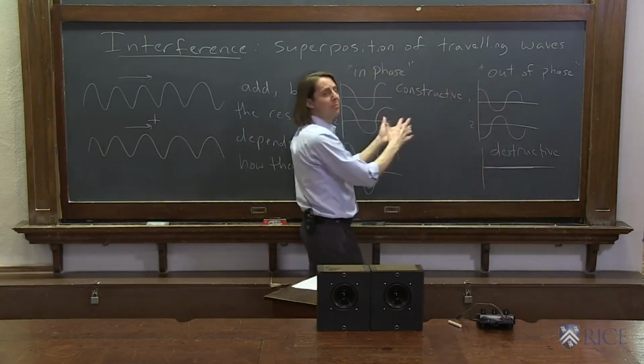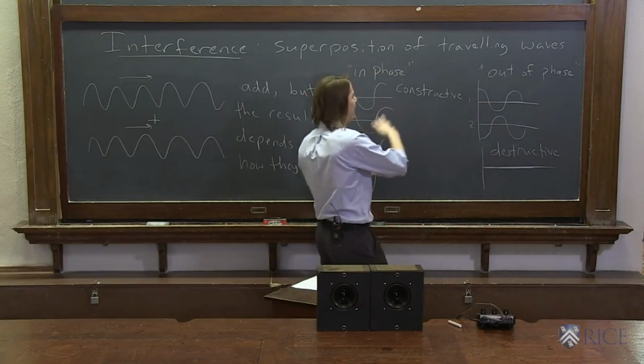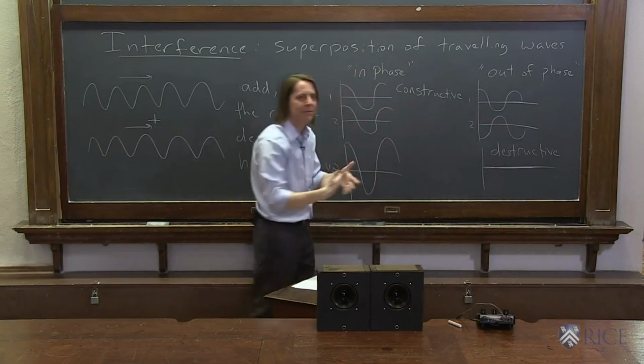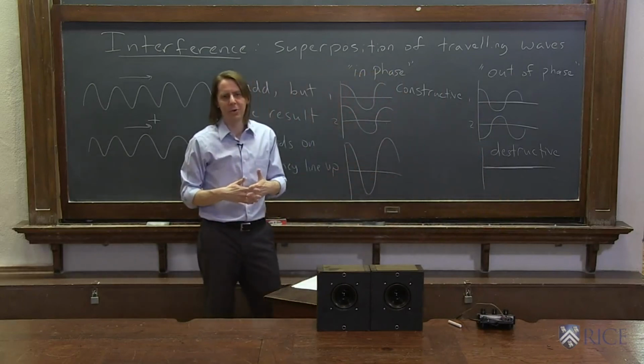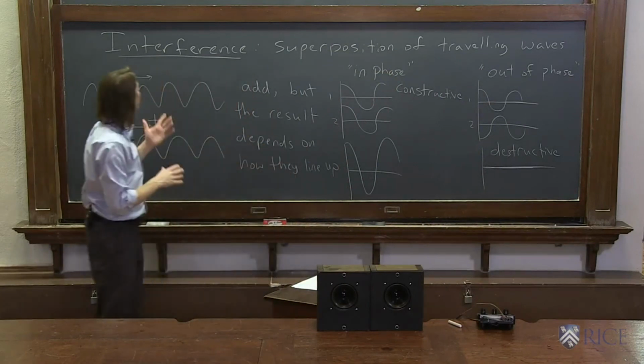And of course, there's everything in between, right? It doesn't have to be exactly in phase, exactly out of phase. You can have it slightly in phase or out of phase, and the amplitude would do other things. But these are the basic cases of wave interference.